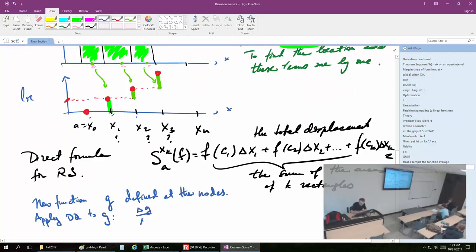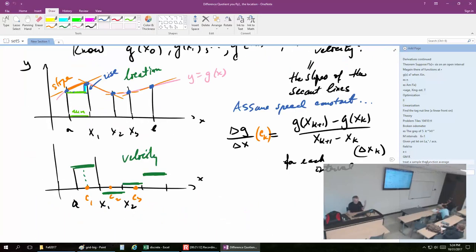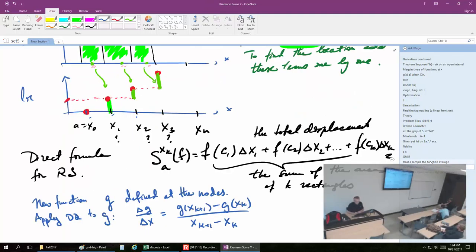Okay, and now let's try to execute with this g. Let's apply the difference quotient to g. In other words, we're trying to see if we'll get back to f if we proceed in that fashion. This is the formula, how we compute our difference quotient. Delta g over delta x is equal to g(x_{k+1}) minus g(x_k) over x_{k+1} minus x_k, the difference quotient. I'm just copying this formula over here.